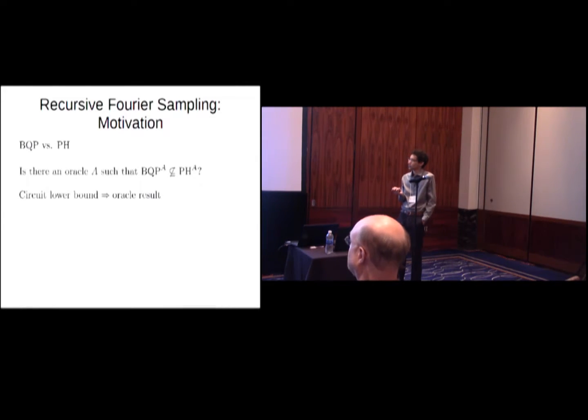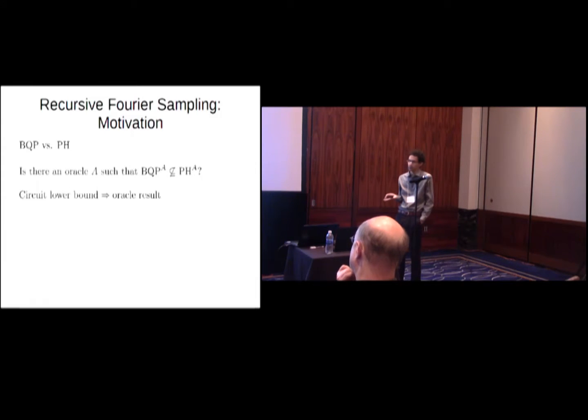And one very natural way to prove this might be to show an appropriate circuit lower bound against small constant depth circuits, which would then imply the oracle result, as has been done in several other cases. That is, many different oracle results like this have been shown by showing appropriate circuit lower bounds.